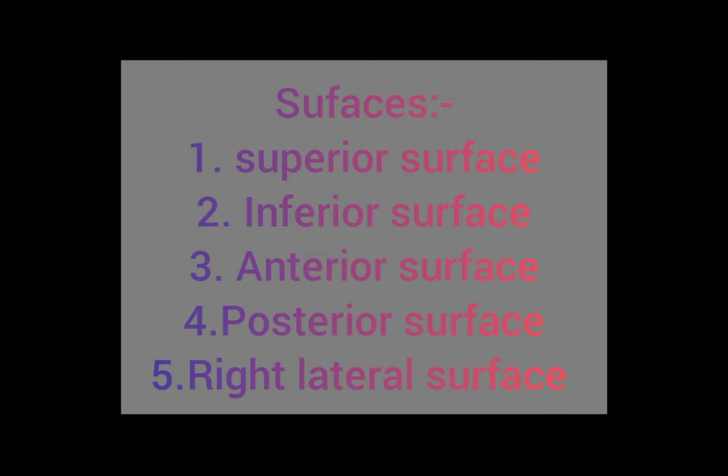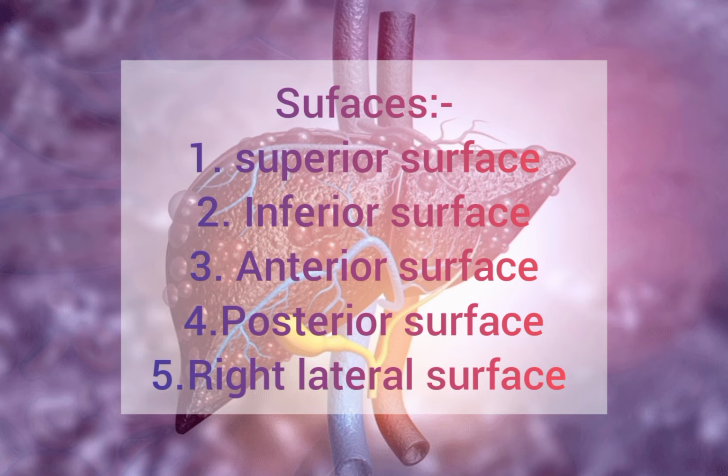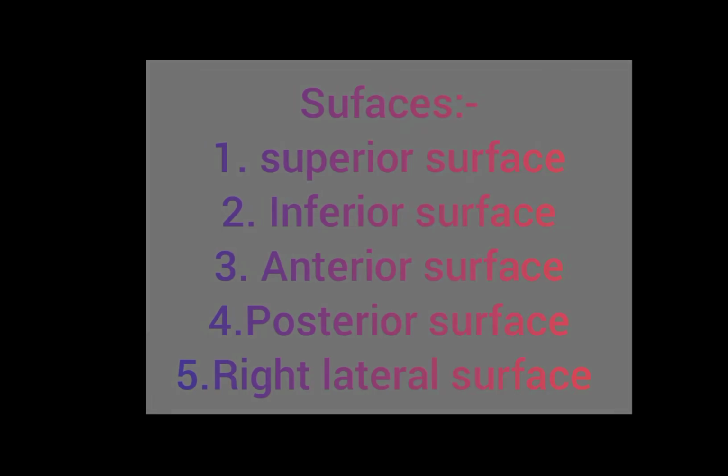There are five surfaces in the liver. The first one is the superior surface, the second is the inferior surface, the third is the anterior surface, the fourth is the posterior surface, and the fifth is the right lateral surface. These five surfaces are included in the liver.